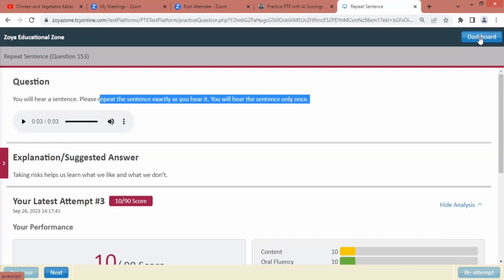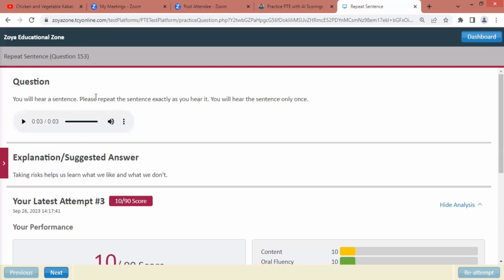It can be anything in a general way. Sometimes it means, "It's a very beautiful sentence. Taking risks helps us. It's a very beautiful sentence." Sometimes I'm very happy to listen to this sentence, but it's not required. I'm not going to suggest that you have to use this filler. You just have to repeat the sentence exactly as you hear it. That is required from your side.